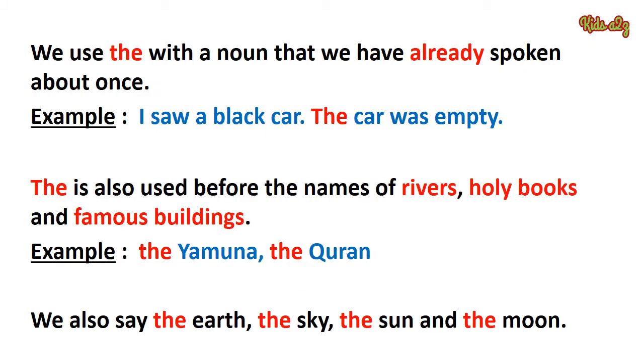We use the with a noun that we have already spoken about once. Example, I saw a black car. The car was empty. Here we have already spoken about the car, so in the next sentence we use the. The car was empty. The is also used before the names of rivers, holy books and famous buildings, like the Yamuna, the Quran, like that. We also say the earth, the sky, the moon, the sun, like this.